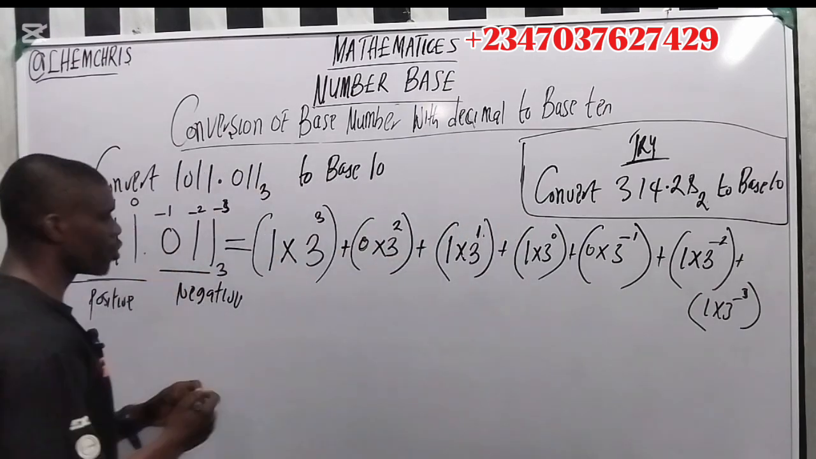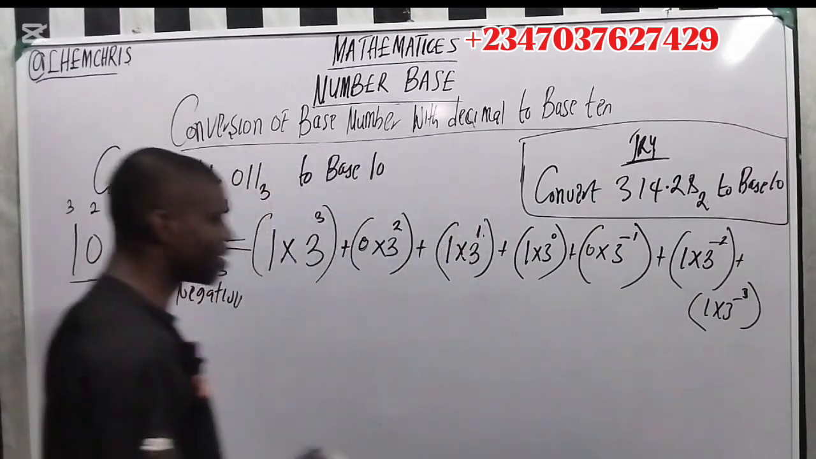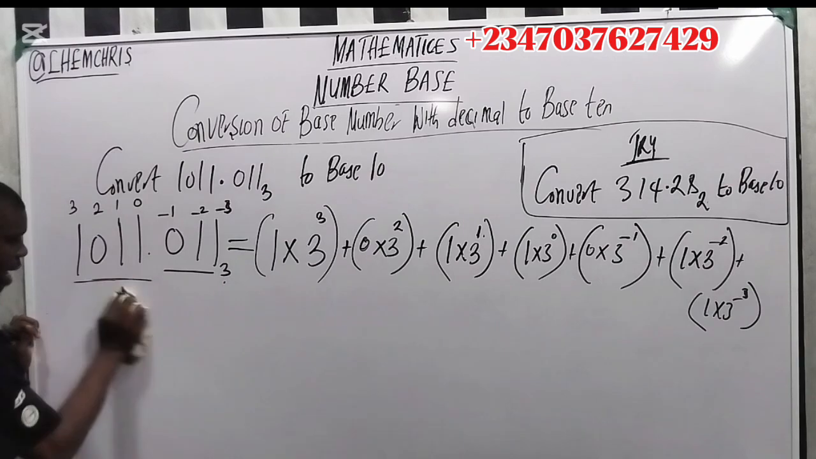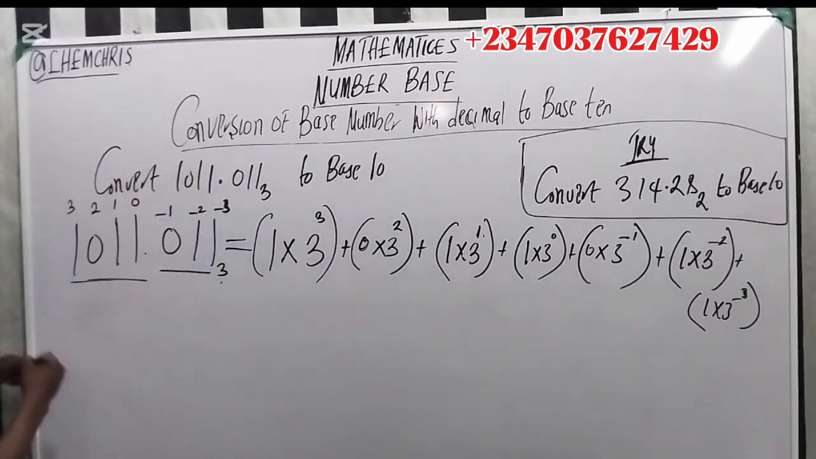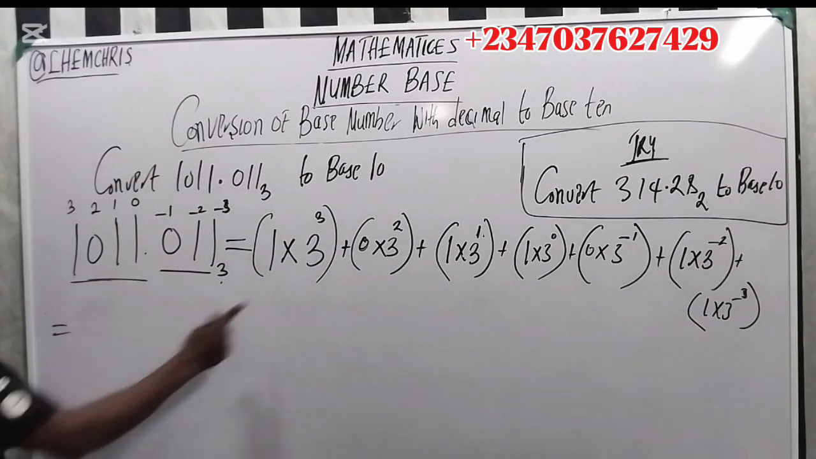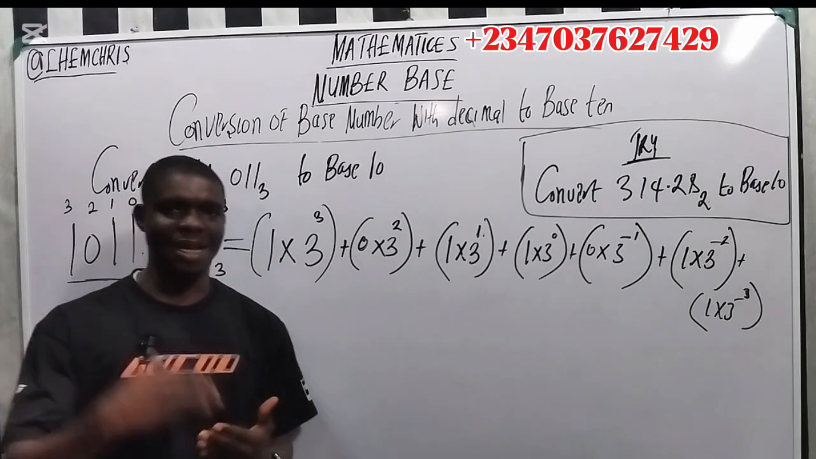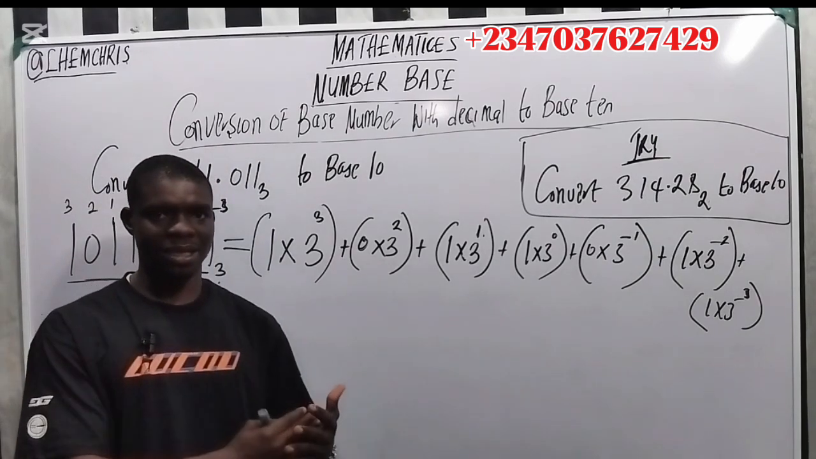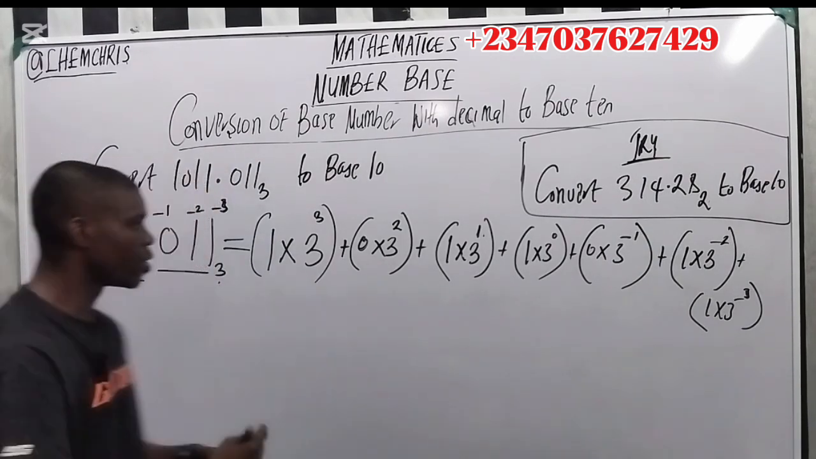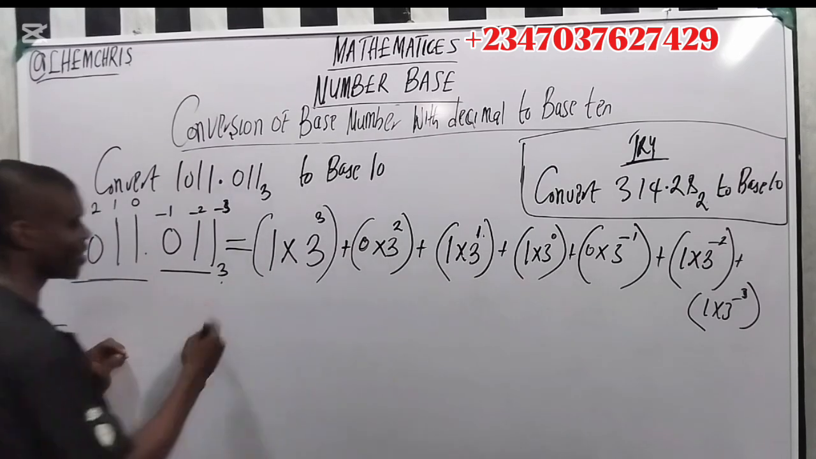So let us start evaluating them one after the other. I want to start from here. Now remember, 3 raised by 3 means 3 times 3 times 3. 3 times 3 is 9. 9 times 3 is 27. So 27 times 1 is going to be what?